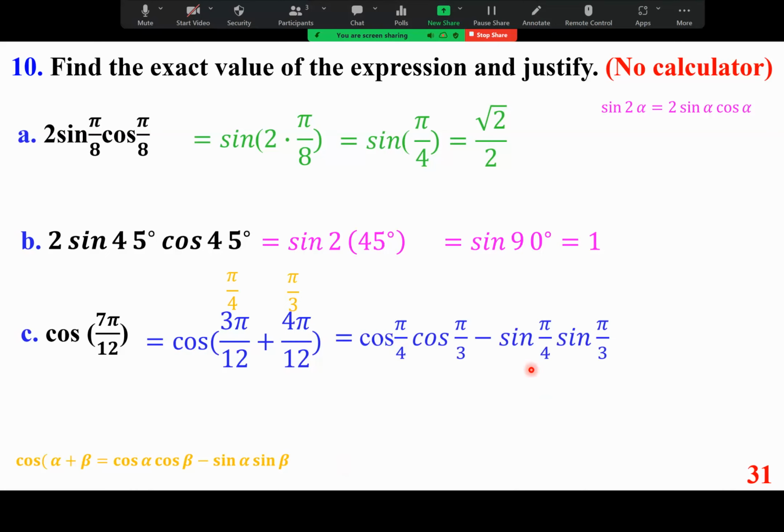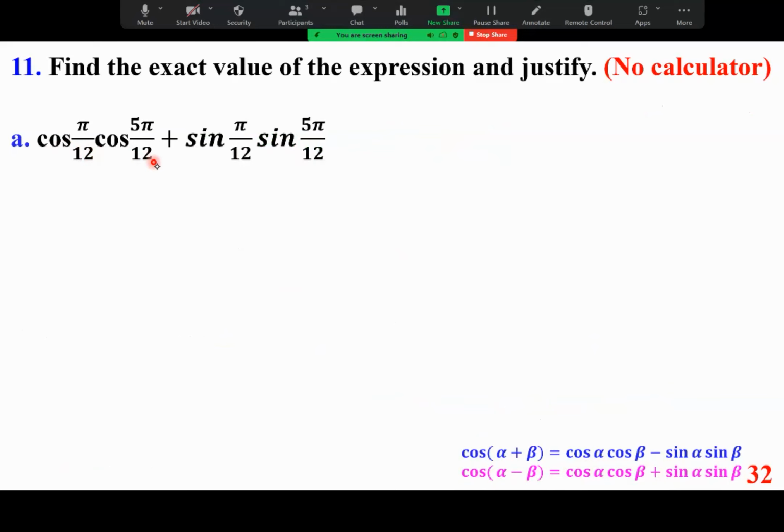Find the exact value. Again, we may notice that this follows the formulas here. Cosine of alpha minus beta is cosine alpha cosine beta plus sine alpha sine beta. So put this next to this bottom one. And so that means cosine of alpha minus beta, cosine of pi over 12 minus 5 pi over 12. And by the way, it doesn't matter which one you put first. Makes no difference. You'll see in a moment.